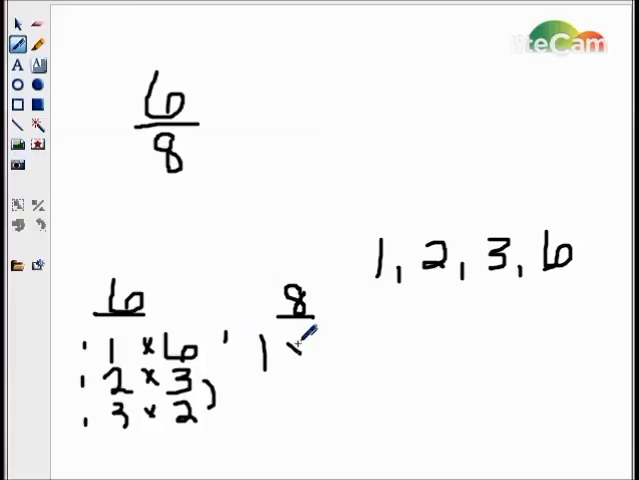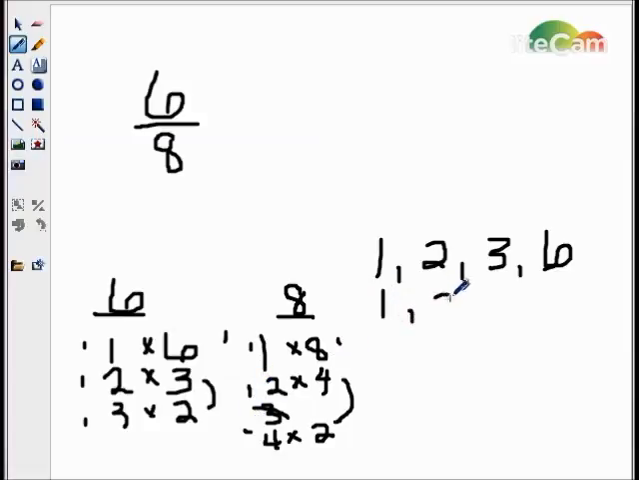Factors are the numbers you multiply together. 1 times 8, always start with 1, then go to 2. 2 times 4, go to 3, divide. If you get a decimal, it doesn't work. 4 times 2. So I have a backwards fact. I know I'm done listing all the factors. 1, 2, 4, and 8.